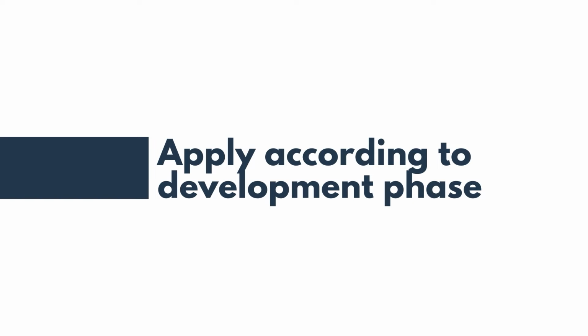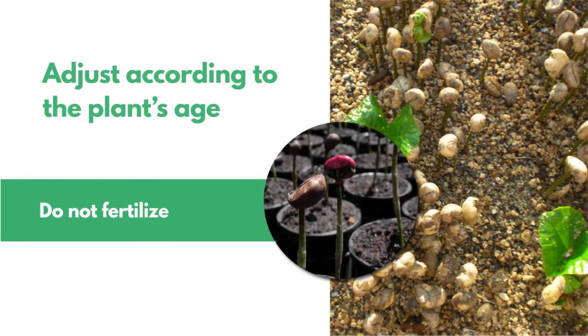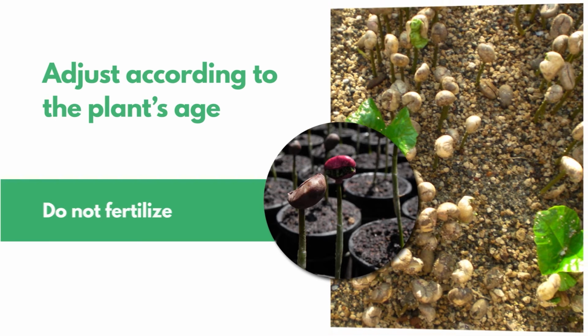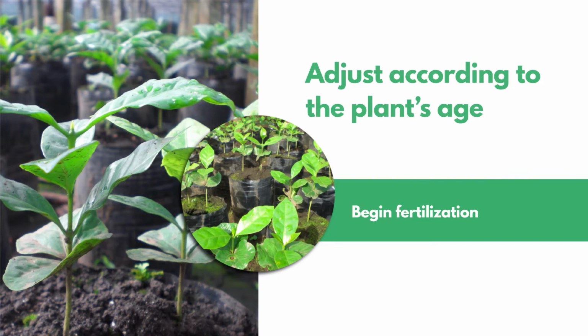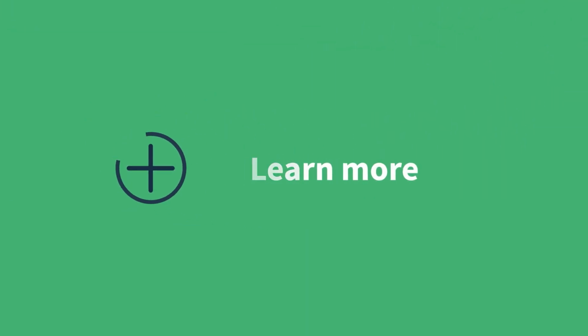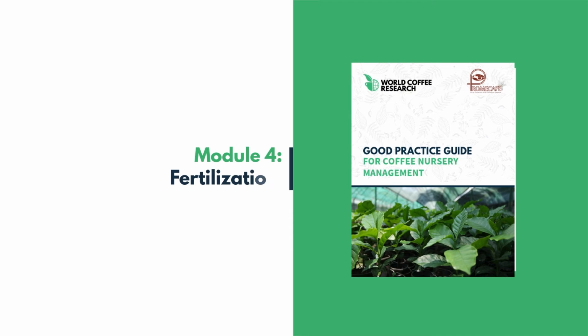2. Apply according to the growth phase. Fertilizer doses should be adjusted according to the age of the plant. For example, soil fertilization is not recommended until the appearance of the first pair of true leaves, since the absorption capacity of the plant is limited before leaf growth begins. To see examples of fertilization plans for different stages of growth, consult Module 4 of the Good Practice Guide for Coffee Nursery Management in the section called Fertilization.